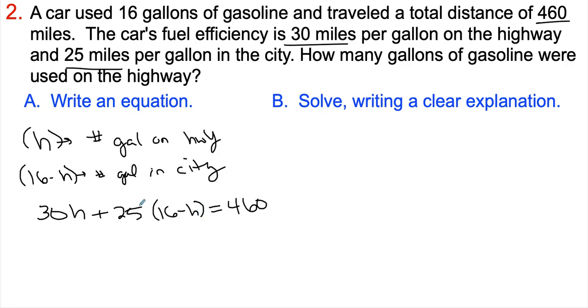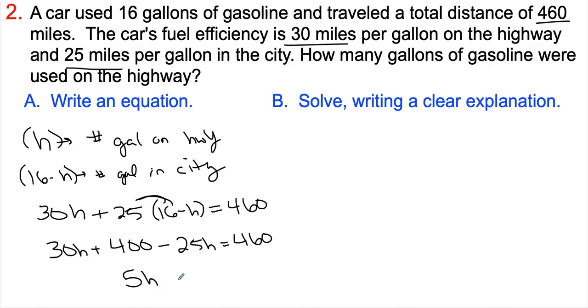Okay? And then from here, everything is written with H's, so we can kind of work to solve. So 30H plus 25 times 16, that's 400, minus 25H is equal to 460. And we can keep working to solve. So put the like terms together, 30 minus 25, that's 5H plus 400 equals 460. Subtract that 400 over.